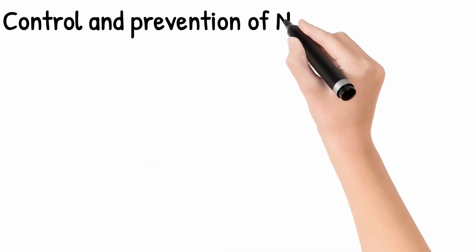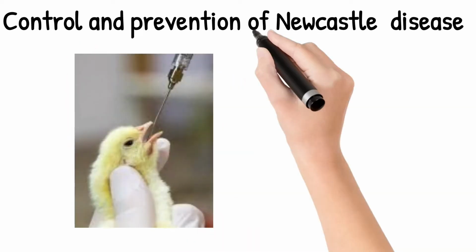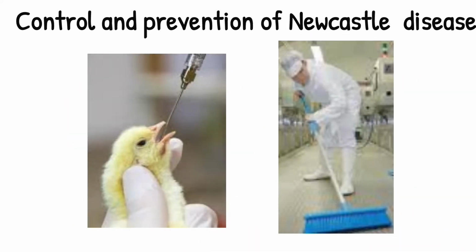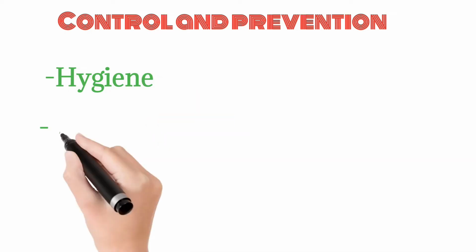In part 2 of the Newcastle disease video presentation, we discussed clinical signs and postmortem findings. In this part, the control and prevention of Newcastle disease will be presented. Control and prevention: the general approaches to the control of Newcastle disease are hygiene and vaccination.